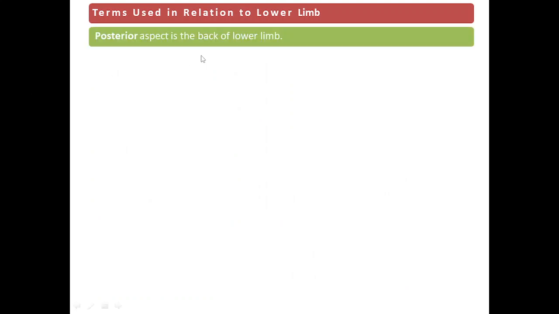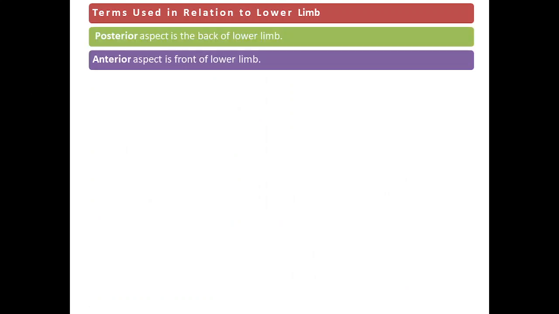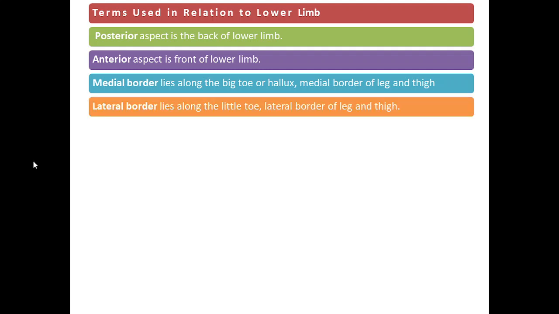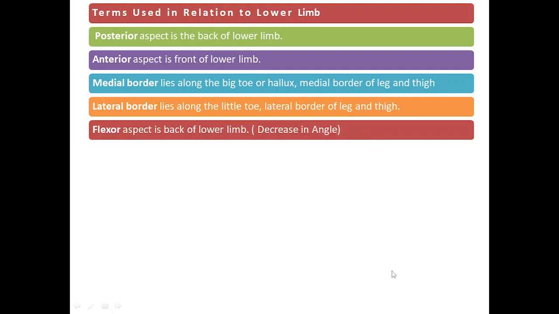We have posterior aspect, which is back of lower limb, anterior aspect, which is front of lower limb, medial border, which lies along the big toe. Big toe is also known as hallux. Lateral border, which lies along the lateral toe, lateral border of leg, and lateral border of thigh. Leg is the area of a body between the foot and the knee, while thigh is between the knee and the hip joint.